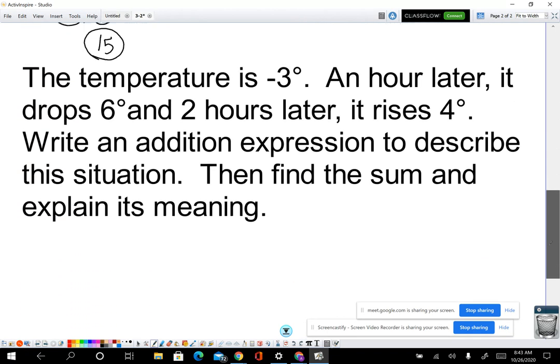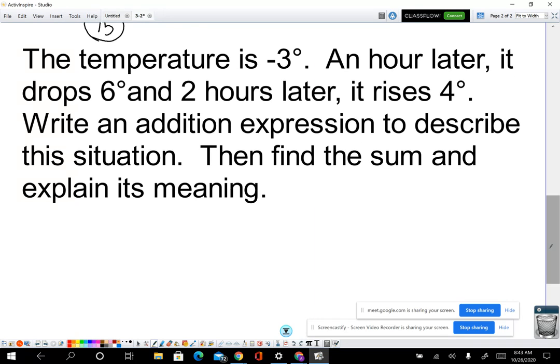And of course, we can't leave a section without having a story problem. So the temperature is -3 degrees. An hour later, it drops 6 degrees. And 2 hours after that, it rises 4 degrees. Write an expression to describe this situation. Well, first thing, we're going to go back and look at what we have. So the temperature is -3. So that's where we're starting our problem at, -3.